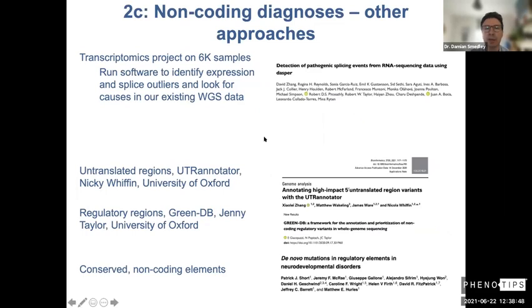And there are all sorts of other non-coding approaches we want to take to really try and help these unsolved patients get a diagnosis. Like I said, we're getting transcriptomics on some 6,000 cases, and there's all sorts of software out there that we can use to try and identify a diagnosis just using the transcriptomic data. There are collaborators that I've started working with that have tools to look at 5' untranslated regions, such as Nikki Riffin in Oxford and Jenny Taylor, also in Oxford. And then there have been some great papers from DDD looking at conserved non-coding elements and identifying non-coding mutations in these. So that's another area that we'd like to work on.